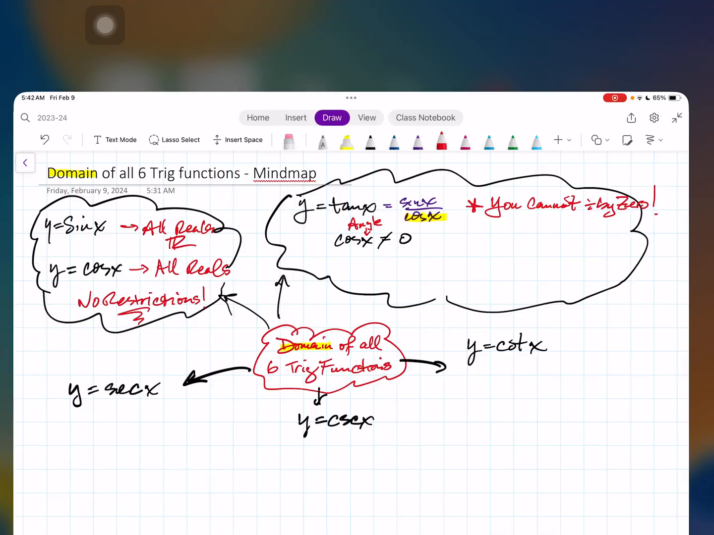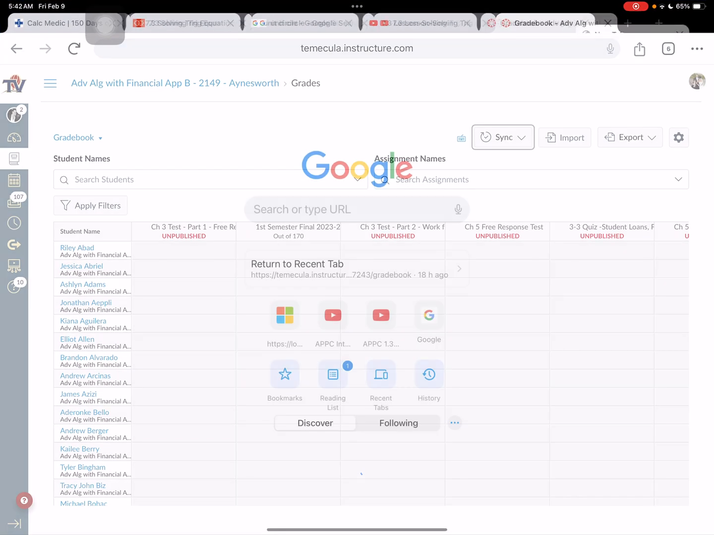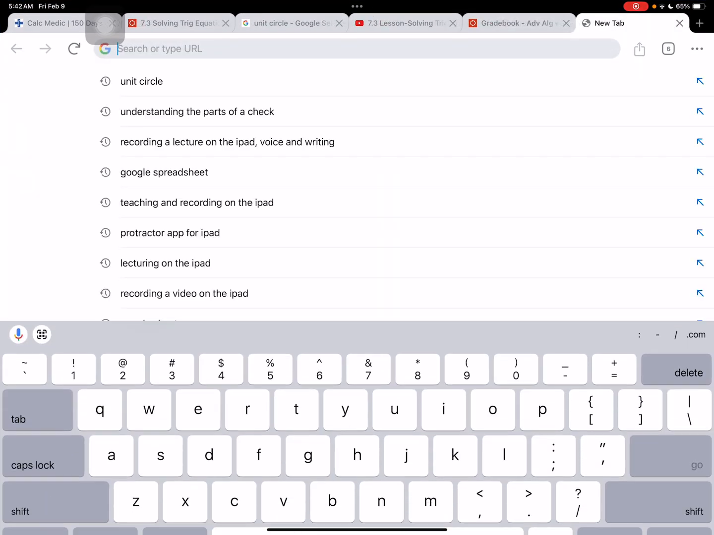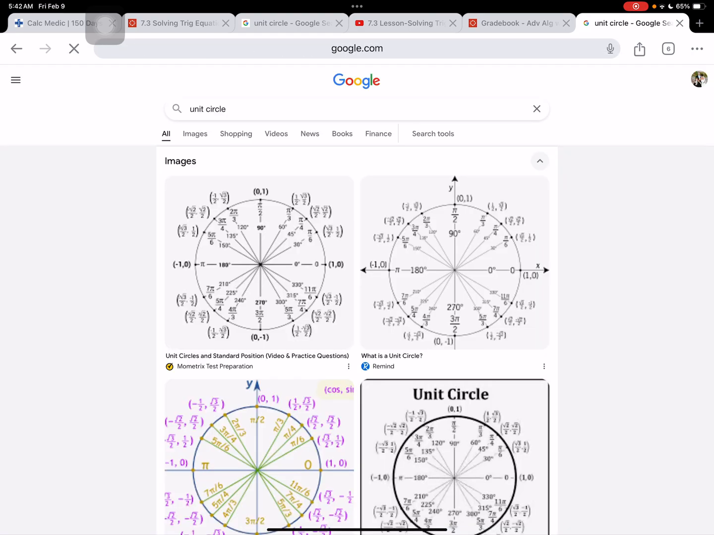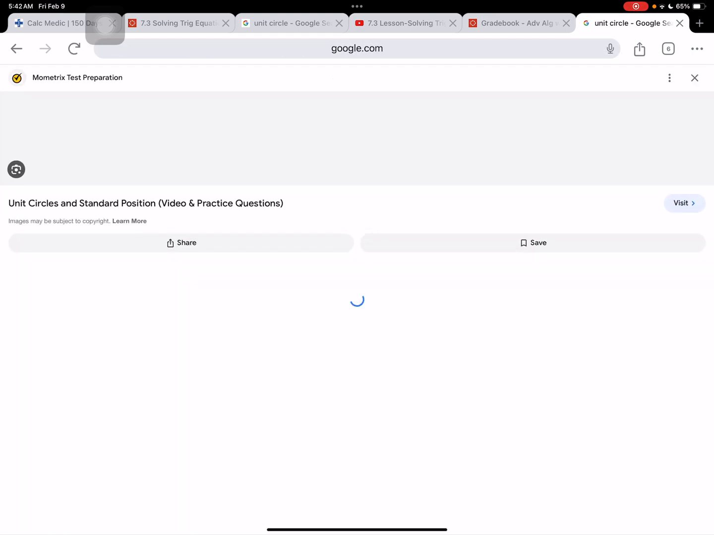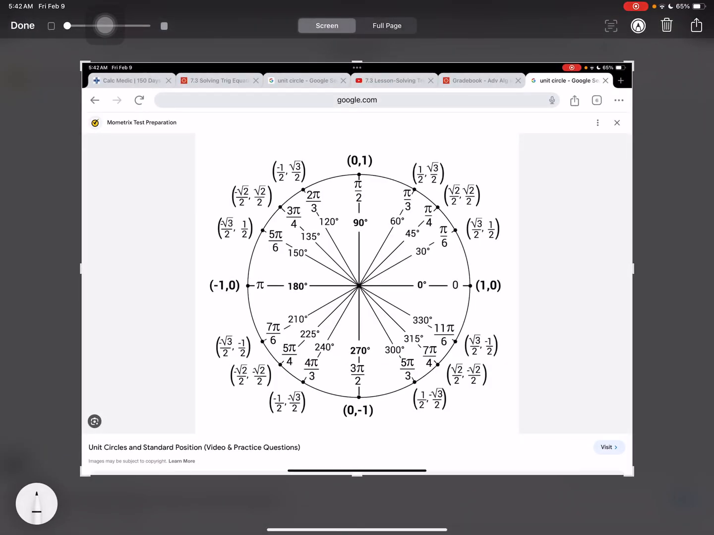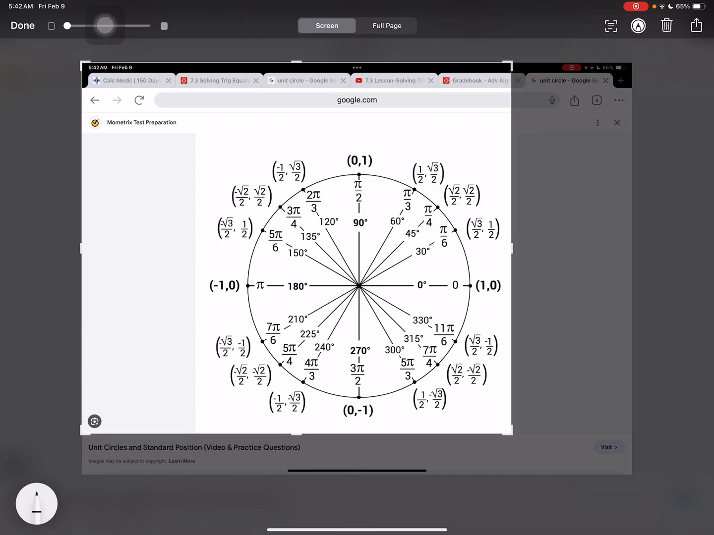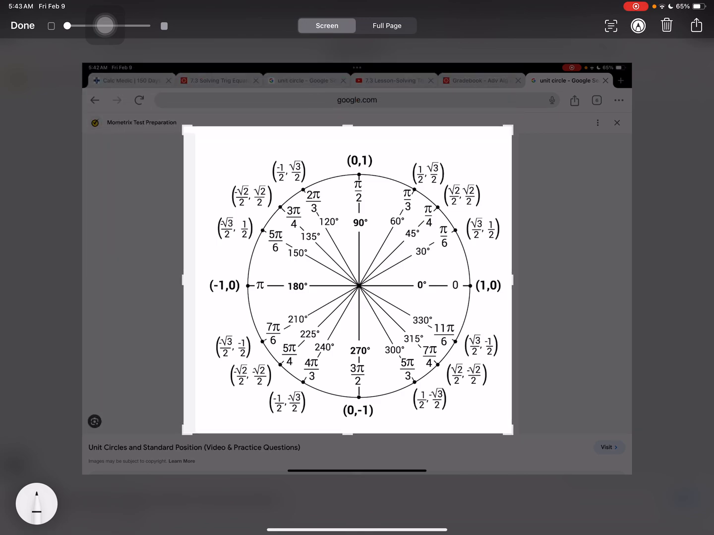Since we're digital here, I've done this with you many times before. You just go ahead and grab a unit circle like I'm doing here. Look at this, look how fast and easy this is. Screenshot it, like I just did right there. This is the stuff that we do in class all the time, since we are a digital iPad class.